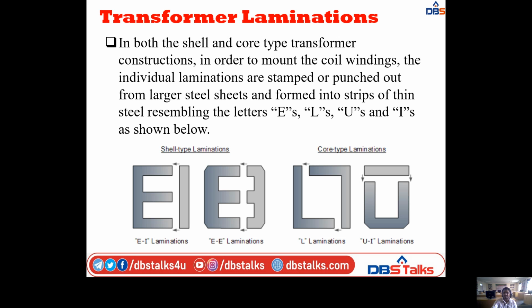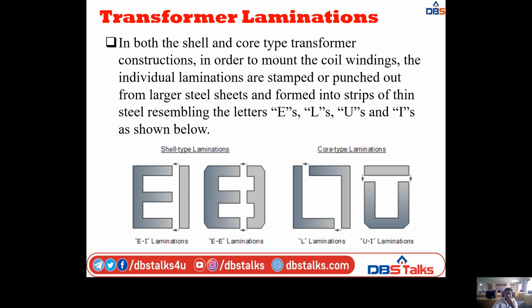Next, coming to the transformer lamination. In the core type transformer also I discussed this one. In both the shell and core type transformer constructions, in order to mount the coil windings, the individual laminations are stamped or punched out from larger steel sheets and formed into strips of thin steel resembling the letters E, L, U and I as shown below. That is how the shell and core type laminations are constructed. The shell type laminations consist of E and I shapes, and the core type transformer consists of L and U shape laminations.